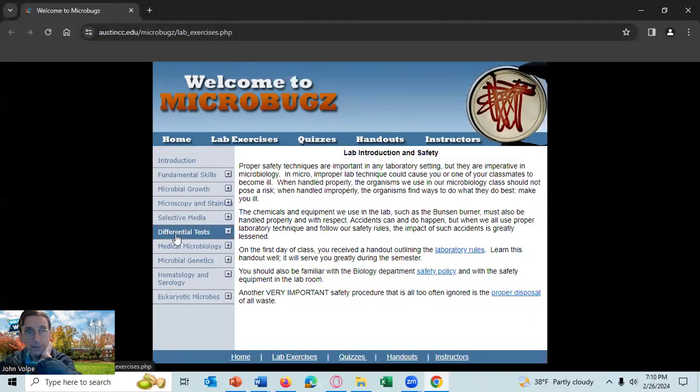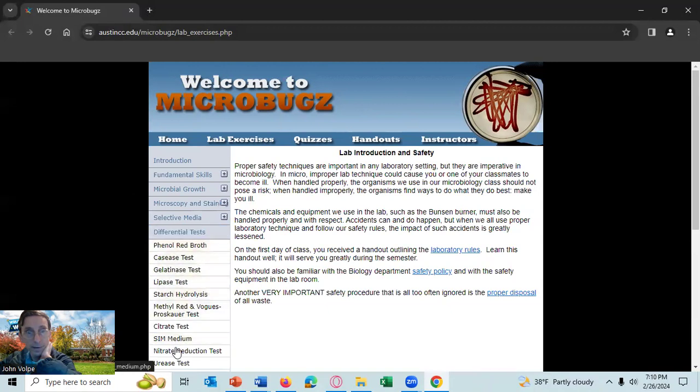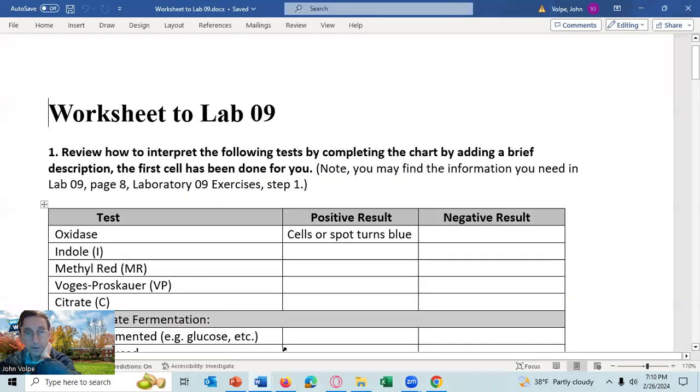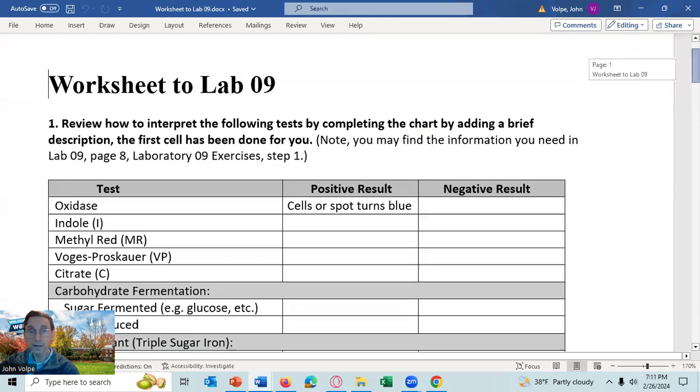I think it's the differential test you're clicking on. Click on that. And then these are some of the tests we'll be looking at. You can get the results from some of the tests here. Like there's the citrate test. So use that information to fill in the worksheet. The first has been filled in for you for the positive result of the oxidase test. The cells or the spot turn blue, and the negative result would be obviously they're not blue. And so fill that in for indole, methyl red, Voges-Proskauer, citrate test, and all the other tests.